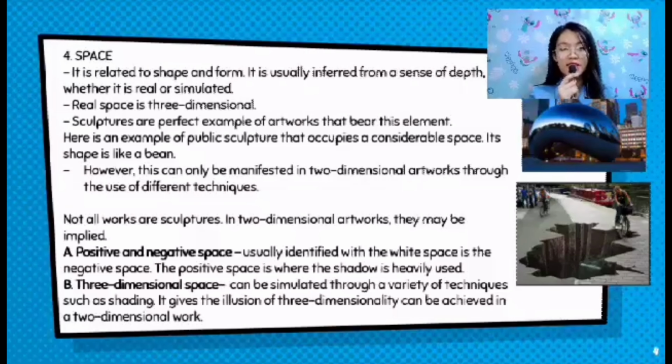Next is space. It is related to shape and form. It is usually inferred from a sense of depth. A perfect example here is sculpture. However, not all works are sculptures. Two-dimensional works can be an example, like street arts that give an optical illusion. They can be amplified, such as the positive and negative space and the three-dimensional space.